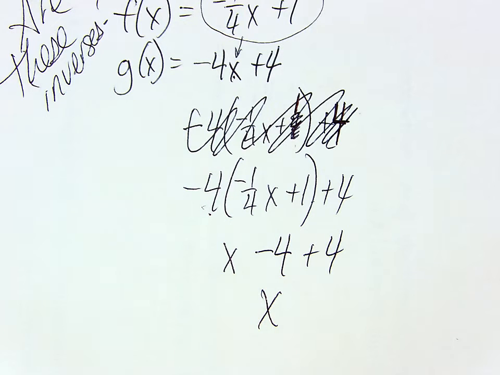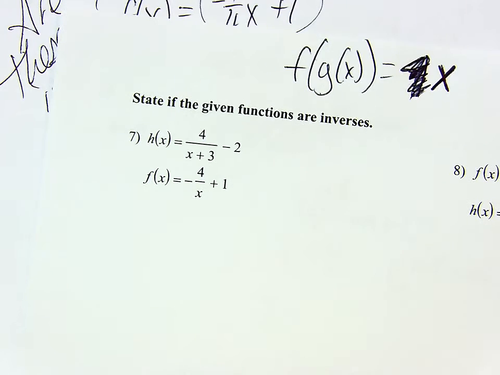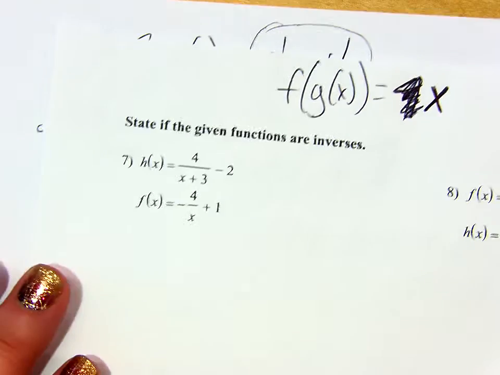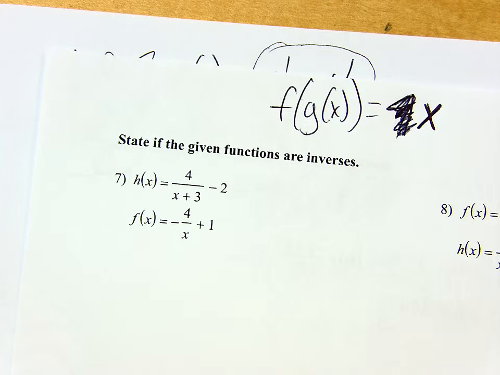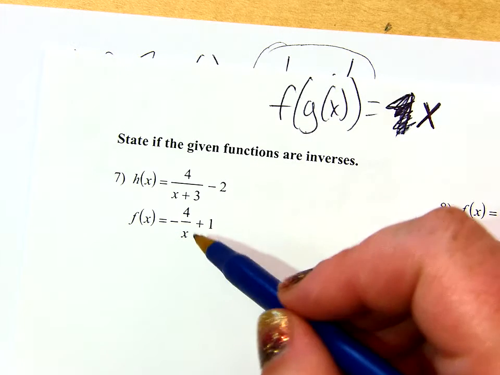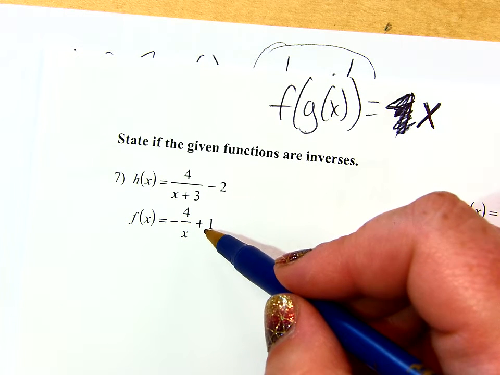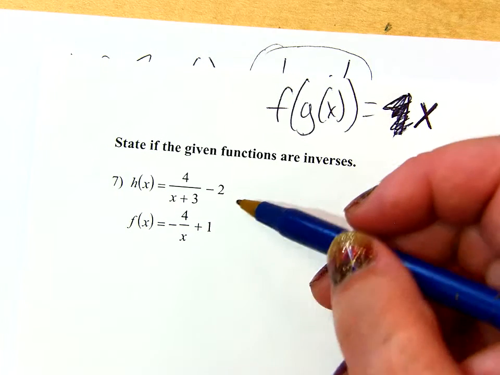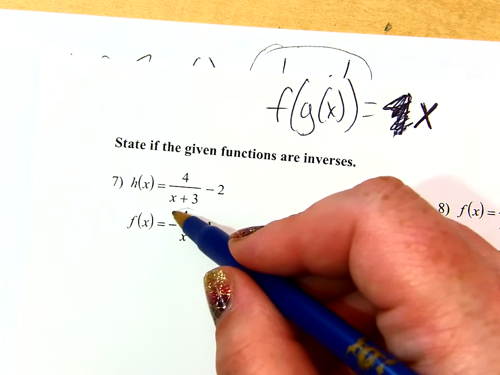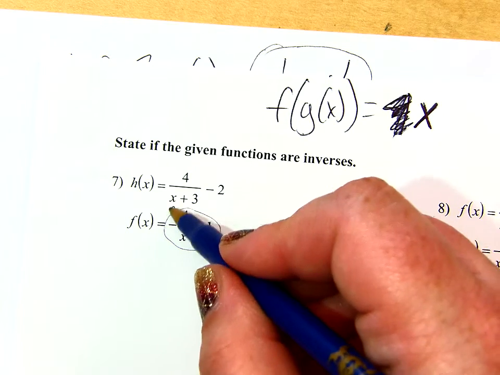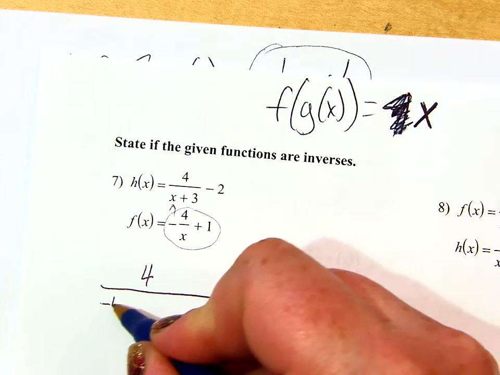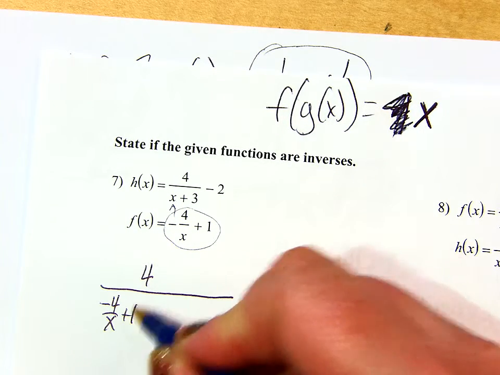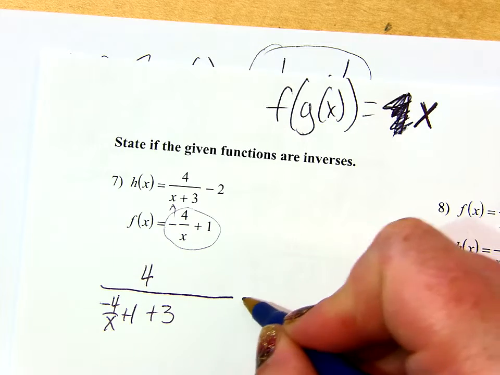Sure. So let's look at 7. Again, they look kind of bad, but they're not as bad as you think. So, is everybody ready? Did you multiply by x? Well, I'm going to take this one, and I'm going to stick it in there. So, I now have 4 over negative 4 over x plus 1 plus 3. And then I'm going to minus 2.